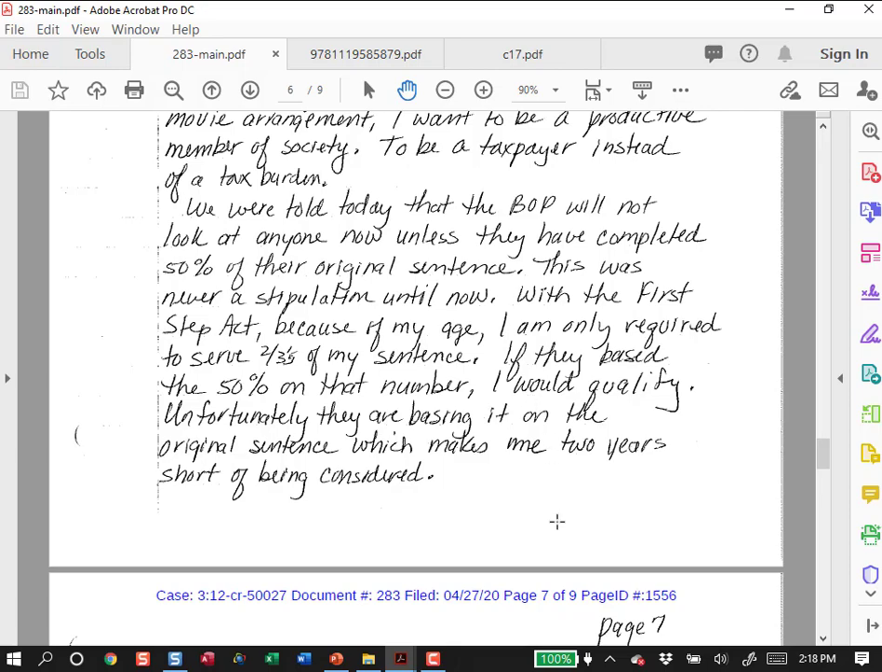She says, we were told today that the Bureau of Prisons will not look at anyone, meaning give any release, unless they have completed 50% of their original sentence. She says because of her age, under the new directive, she's only required to serve 2/3 of her sentence. So, if they based the 50% on 2/3, she would qualify. But unfortunately, basing it on the real sentence would make her short of being considered.